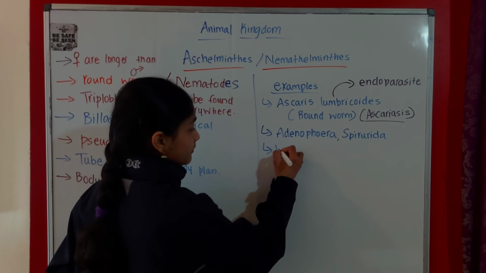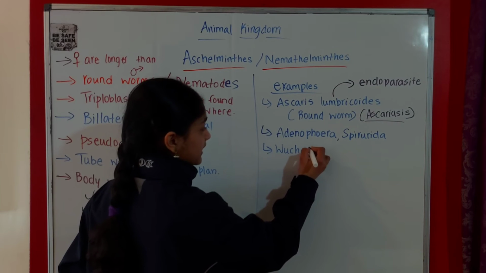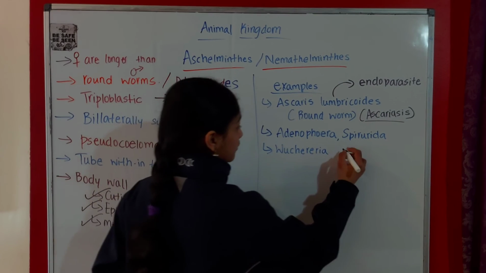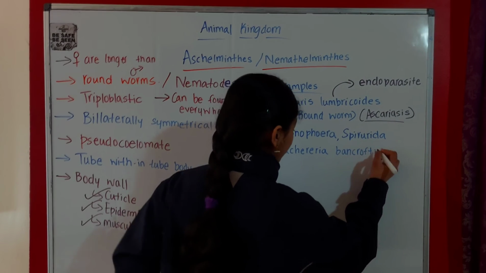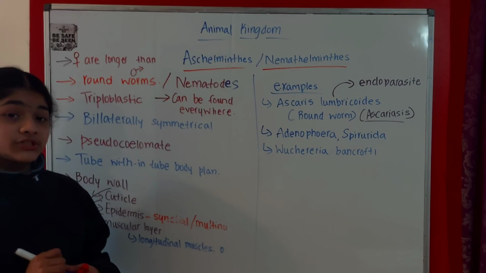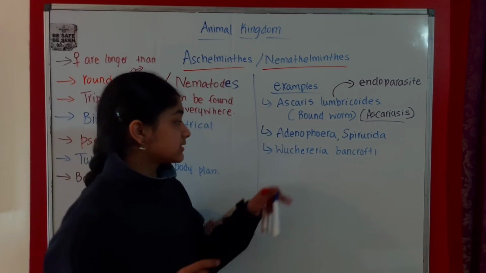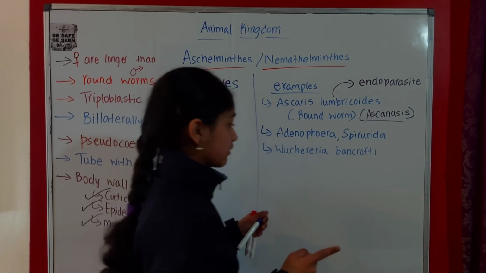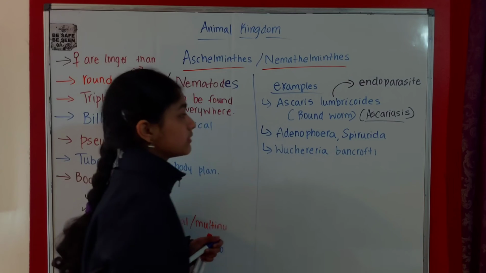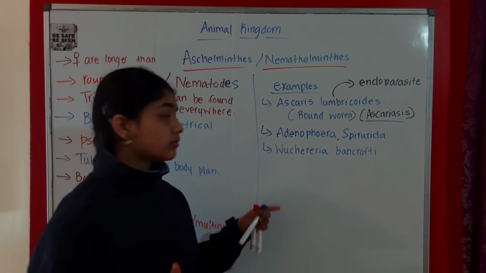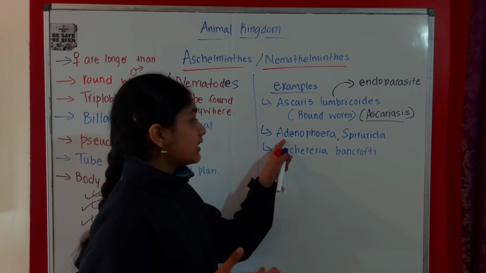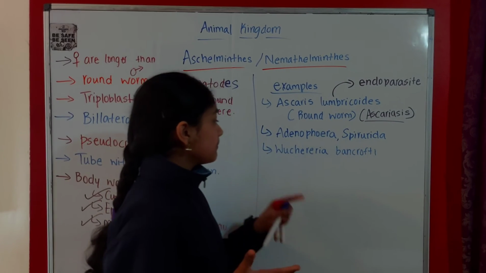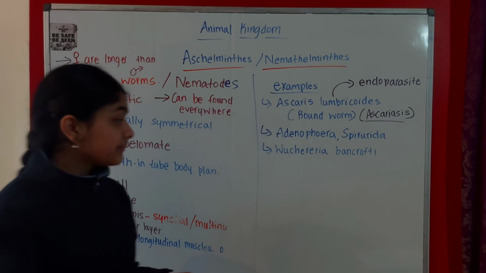One more we can take, that is Wuchereria bancrofti. This is not Wuchereria, so there are double R's. Wuchereria bancrofti. The pronunciation is also really important, but they're hard to pronounce. So this is Ascaris lumbricoides, this is Adenophora Spirurida, Wuchereria bancrofti.